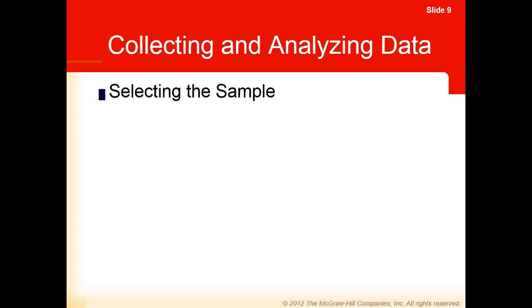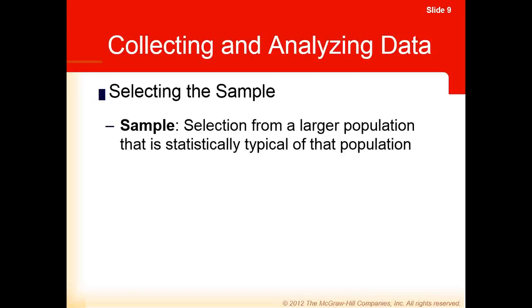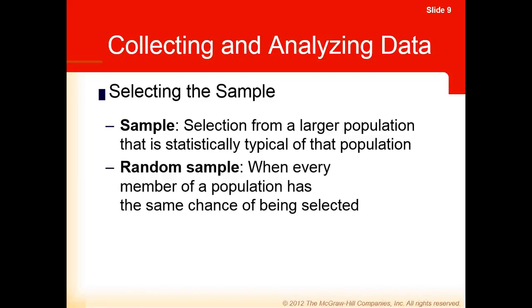What we want to do, though, is figure out a way to select something that represents the population of the United States of America, but is more manageable in terms of size and being able to gather data. So what we do is we select a sample, which is a selection from a larger population that is statistically representative or typical of that population. And the way that we achieve a sample like that is by selecting a random sample, where every member of a population has the same chance of being selected.